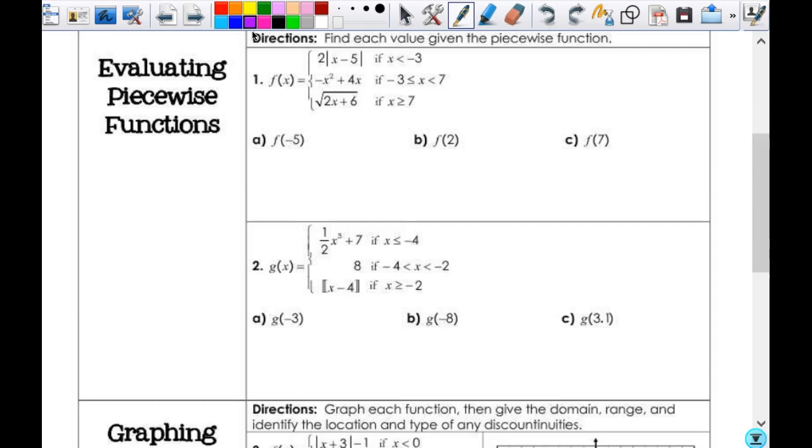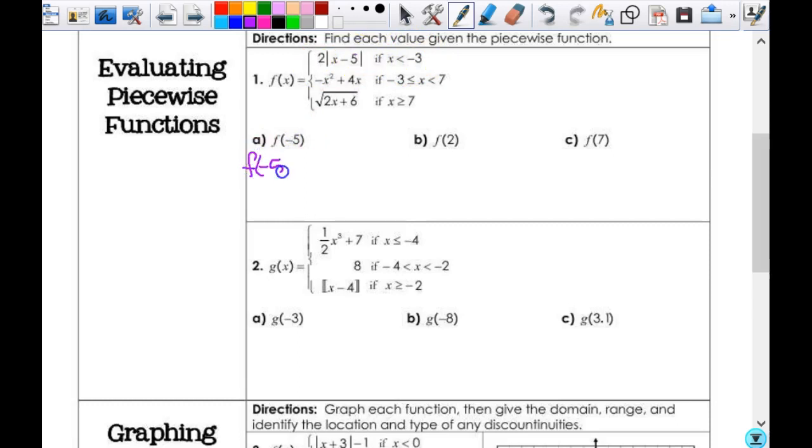When I want to find f of negative 5, do I substitute negative 5 into all three pieces? No. How do I know which one I substituted into? What do I need? What do I look at to determine which one? The domain. Okay, maybe I should ask it that way. Negative 5 is only going to fit into one of these three domains since it's a function, right? So which one? The first one. Good. So that's the first one. Negative 5 is less than negative 3. So it's this part that I put it in here.